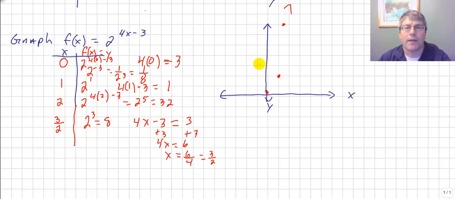So I can redraw my graph. We've got a good idea now of what this looks like. We know this is going to head towards our x-axis, and there would be the graph of 2 to the 4x minus 3. That concludes our introduction to exponential functions, and we will see you in class.